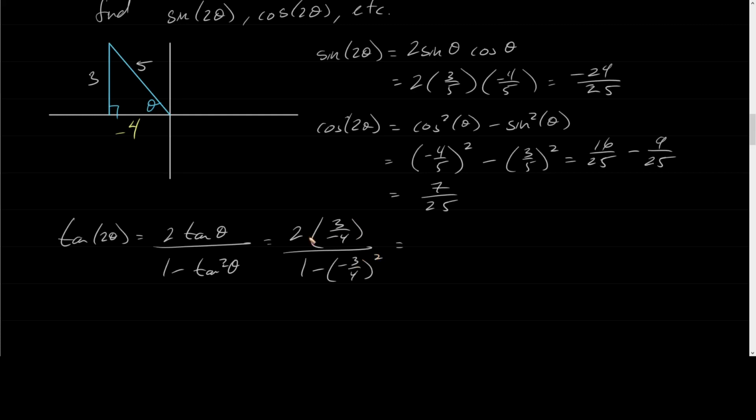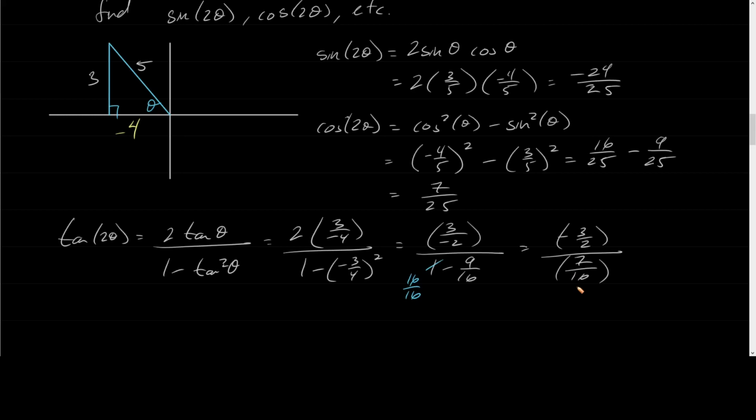2 times 3 over negative 4, that's 3 over negative 2, right? The 2 and the 4 reduced to being a 2 on the bottom. And negative 3/4 squared is 9/16. I have 1 minus 9/16, but I can think of that 1 as 16 over 16. So I end up here with negative 3/2 over 16 minus 9 is 7, so 7/16.